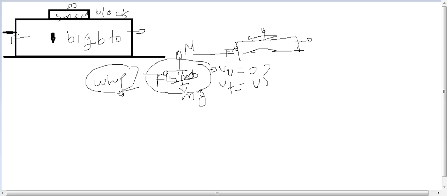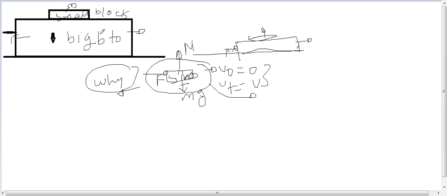It has acceleration, because there is a change in velocity: initially it is at rest, and finally it has velocity. This means there must be a force here. But who has applied the force? Because there are only two forces, N and mg. The question is, who has applied this force, and why does this block start moving?